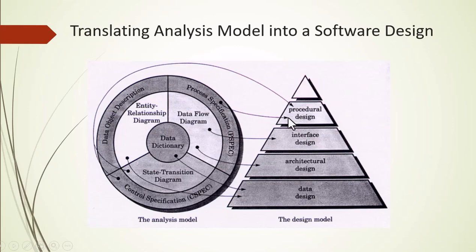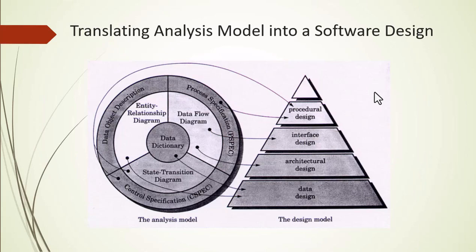So what comes in the procedural design? Process specification. Process specification means how the process will be executed, what type of activities are required to execute the software, and we also need a control specification and state transitions. For example, state transition shows the different possible states. If we take the example of a door, there are two states. The door can be either closed or open. So different states are specified in the procedural design.